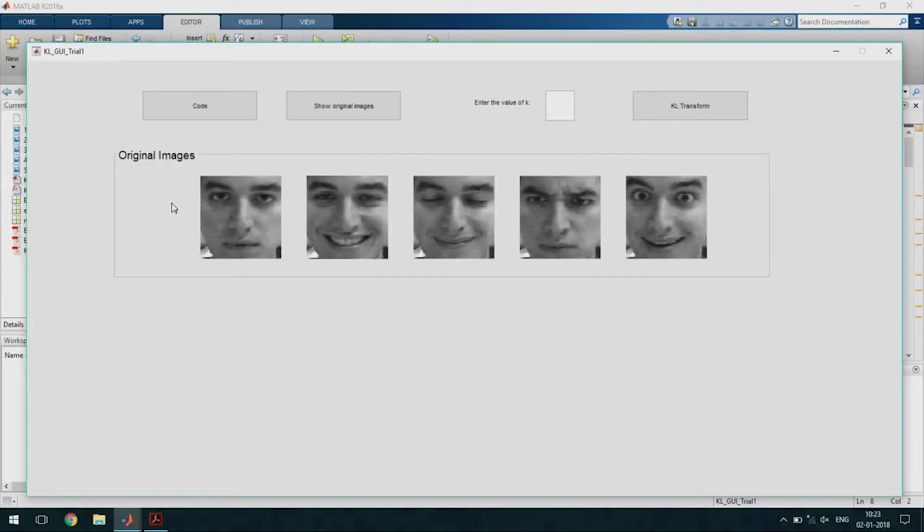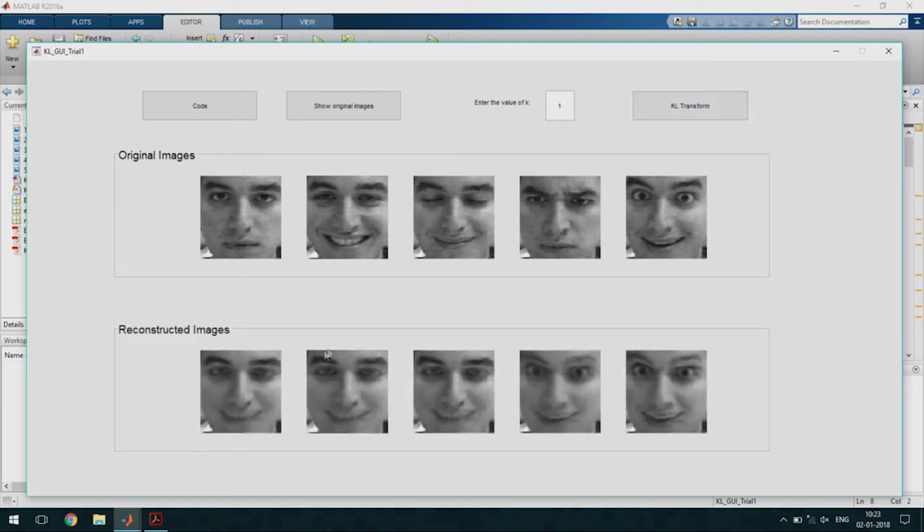So, these are the set of 5 images that I have used for the KL transform. Let us choose k equal to 1 and see what happens. So, when I perform KL transform, these are the images that I get after reconstruction. Visually, we can see that the images are not as expected, they are not close to the original images. Let us increase the value of k and see if there is any improvement. We see that the 5th image corresponds to the original image visually, but the other images are still not close to the original ones.